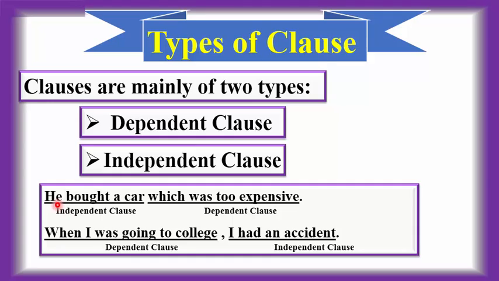Example: He bought a car. He is the subject, bought is the verb. This is a clause and it gives a complete meaning. So this is an independent clause. Which was too expensive is a dependent clause because it doesn't give complete meaning. When I was going to college, I had an accident. So when I was going to college is a dependent clause, while I had an accident is an independent clause.